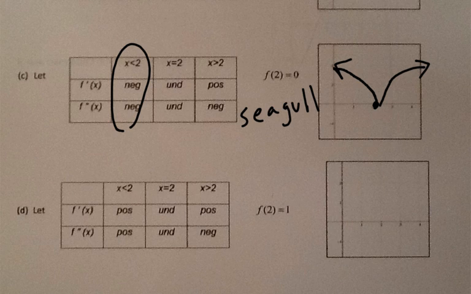Okay, now pause the video, start D, give it a try on your own. D is probably the most challenging, but it's not too bad. So we'll start with the point (2, 1) right here. And when x is less than 2, I have positive first derivative, positive second derivative. So I'm increasing and concave up.